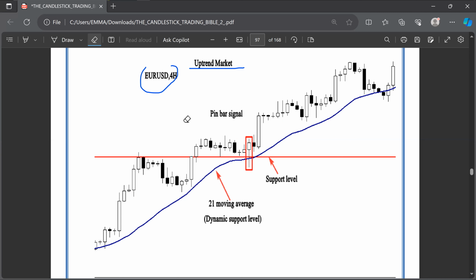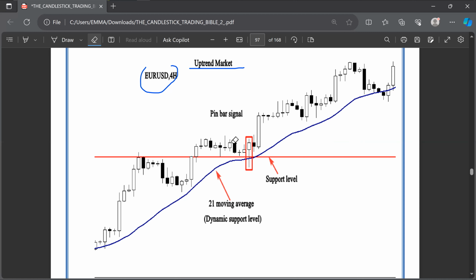We have the 21 moving average, a dynamic one, because drawing a straight line, we might not get it. So we are using the 21 for the support level, right? And then we have the support, the traditional support line also there. So you see, we are adding a number of confluence, a number of factors. We use our support level, that's the horizontal one, the traditional one. And then for the trend line, we can't draw a straight line. So what we do, we use the dynamic one, which is the 21 moving average, the dynamic support level.